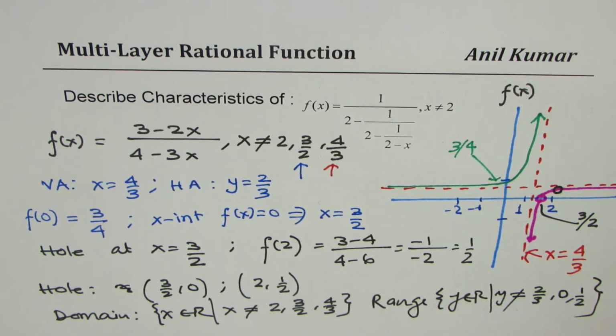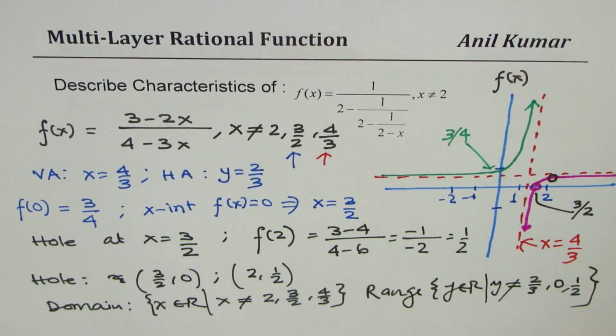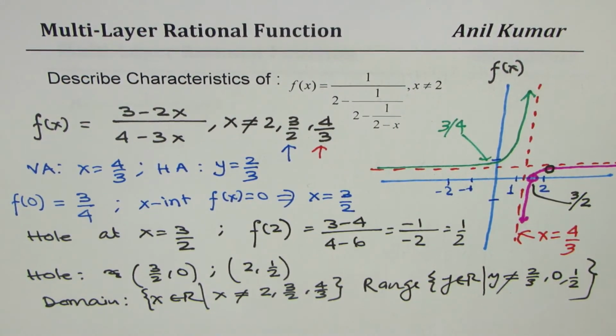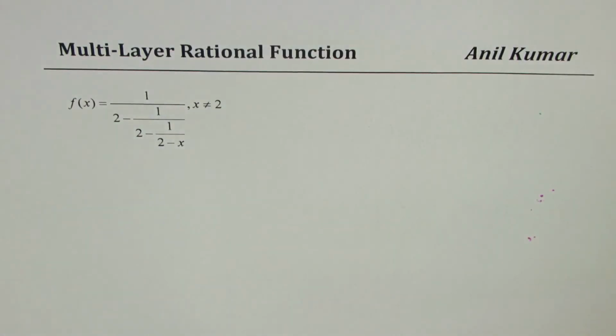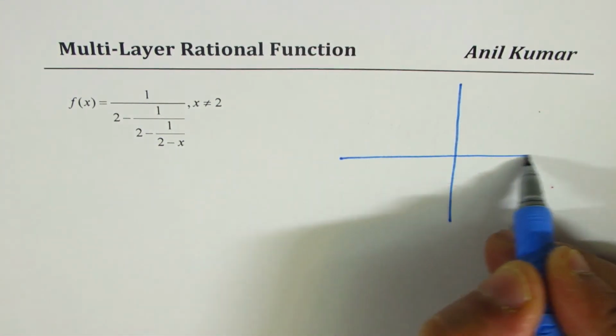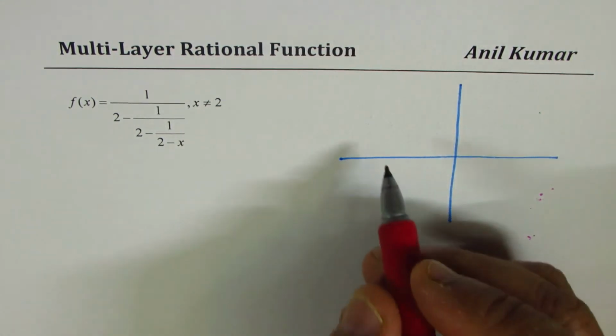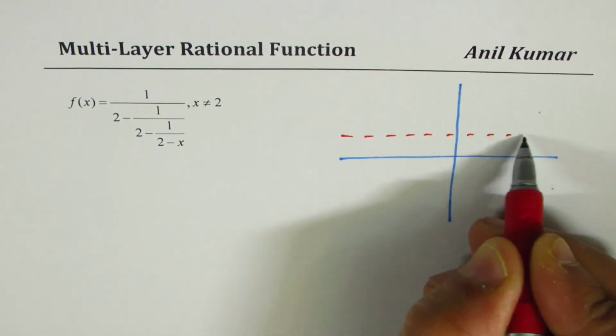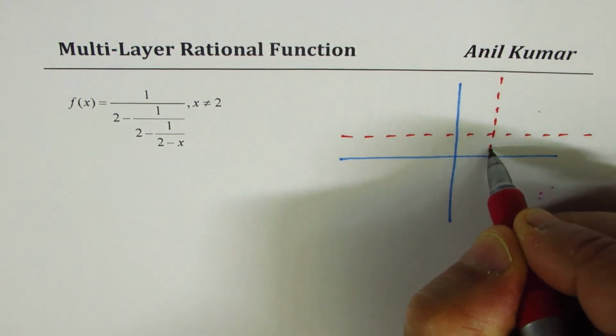So I hope you get most of the concept from this particular simplified version of the rational function. This is itself a very, very unique example where you have multiple holes which you could only appreciate after simplifying the expression, correct? So let's summarize the characteristics. Let's repeat the diagram again and summarize all the characteristics for this particular graph. So let's say this is the horizontal asymptote, that's the vertical asymptote.